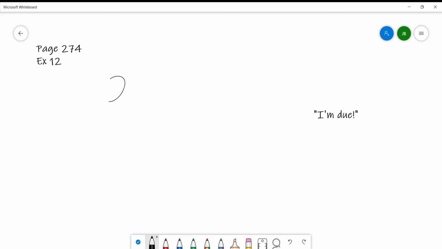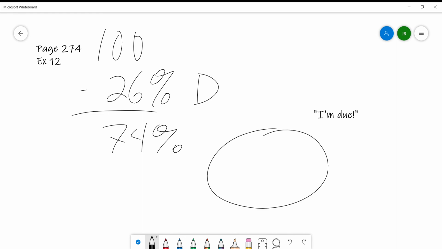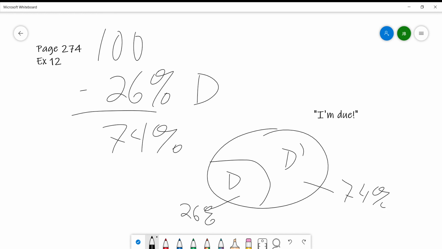So if 26% of the time we get D, how do we figure out the odds of not getting D? Well, I think the easiest way is to do this. 100% minus 26%, right? We'll get 74%. So if 26% of it is D, Venn diagram. The complement of D, D prime, as I like to call it, is the remainder. So we have 26%, and then this is 74%, right? A bar model could also help if you like those.